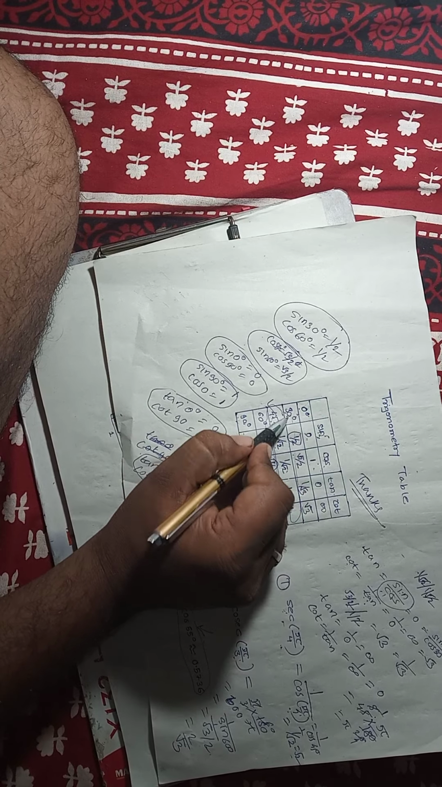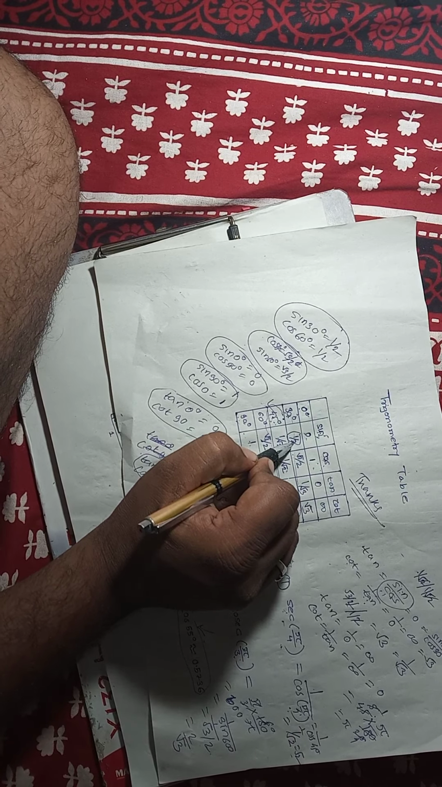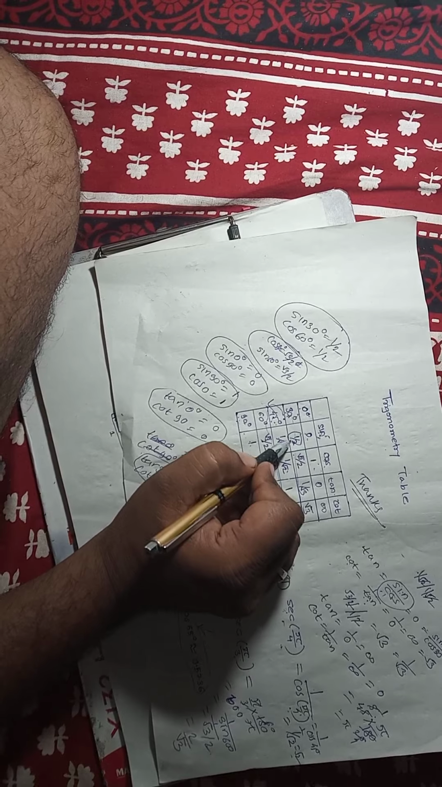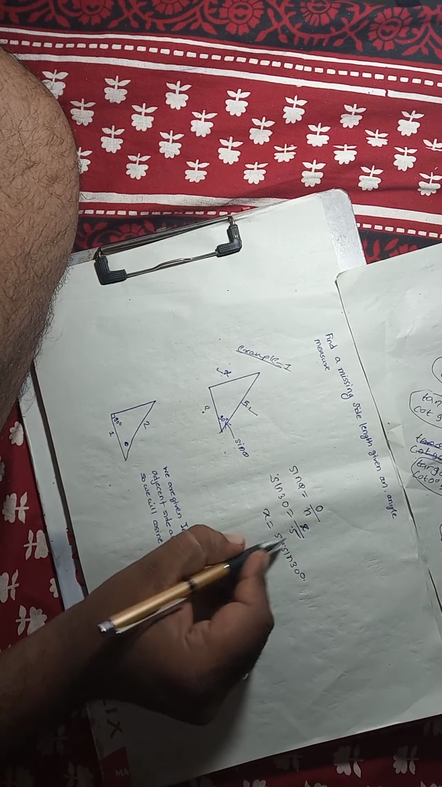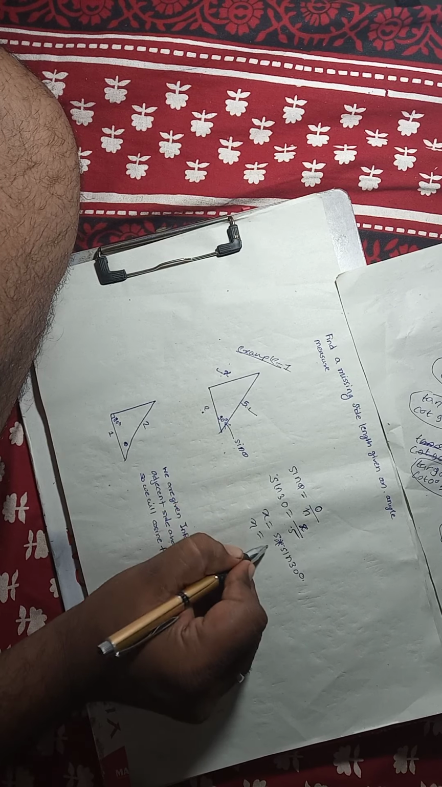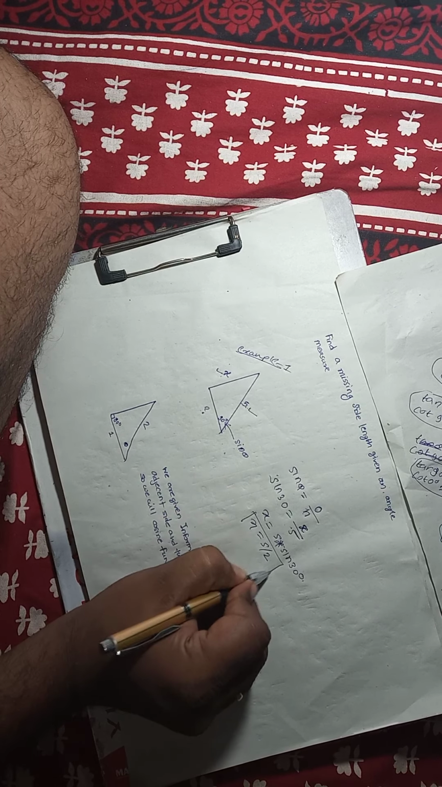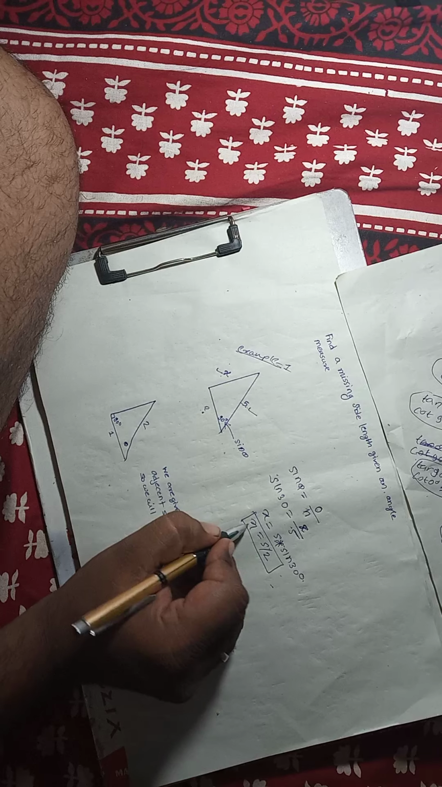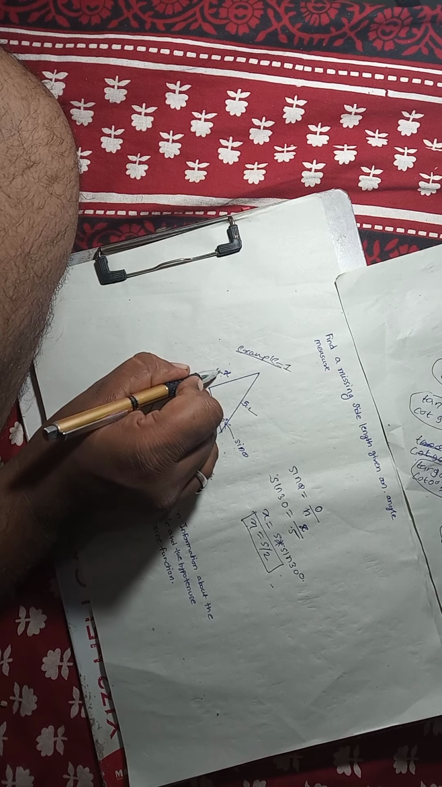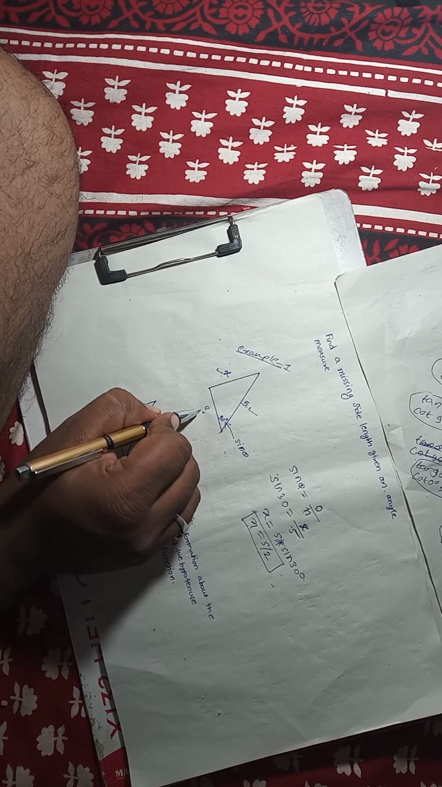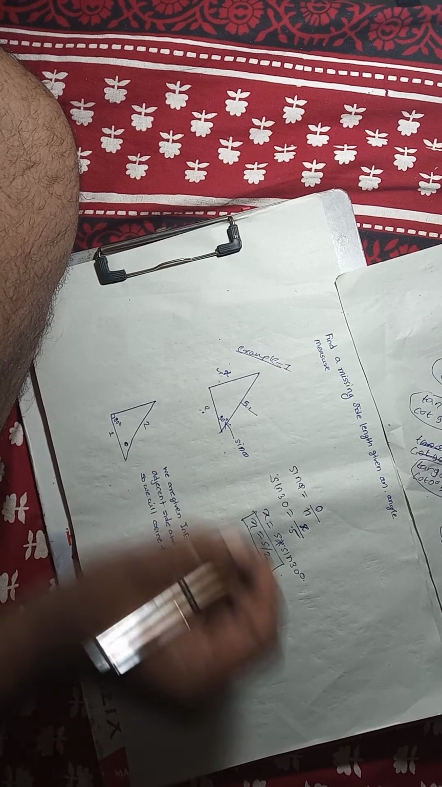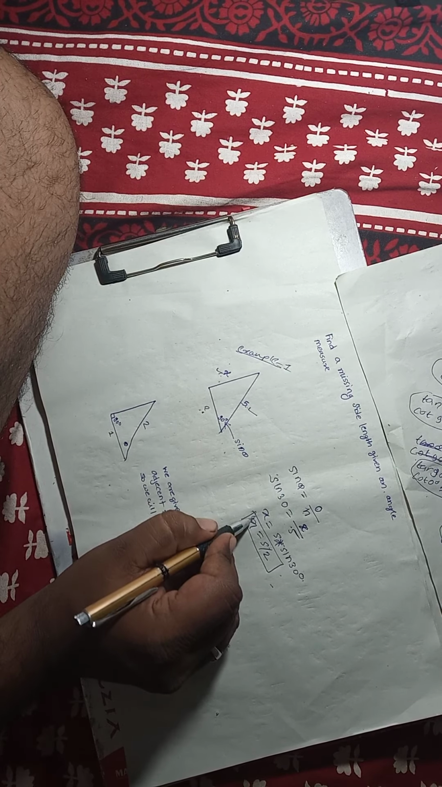Sine 30 is 1 by 2. This is on the basis of the trigonometry table. So we will put the value 1 by 2 here. So x is equal to pi by 2. This is the answer for x, that is the opposite side value. So now we got the opposite value.